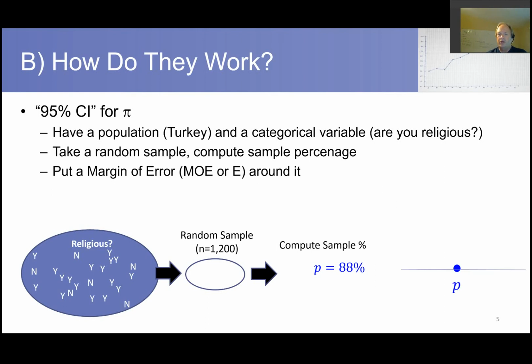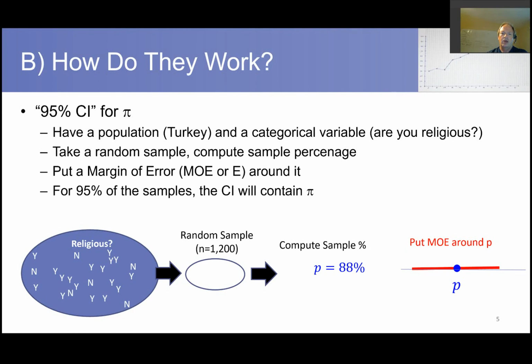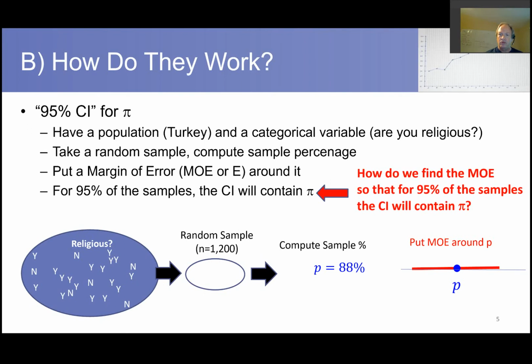And what I want to do is take that sample percentage and then again put an error bar around it. The trick is that I want to find some margin of error, some error bar, so that for 95% of the sample percentages that I get, this confidence interval, this red interval here, will actually contain the value of the parameter pi. And so again, the million-dollar question is, how do we find this margin of error?